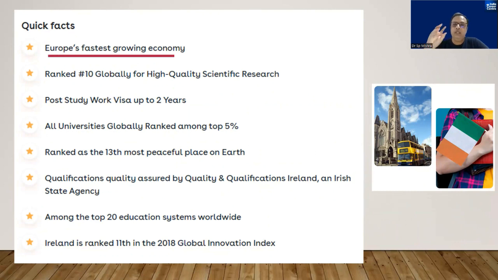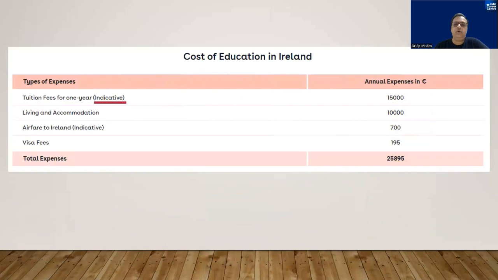As I mentioned, Ireland is actually part of the European Union. UK is not a part of the European Union. Okay. So a post-study visa of up to 2 years is available, and it is ranked the 13th most peaceful place on earth. These are again indicative costs, anything between about 15 odd lakhs to about 25 lakhs, so roughly about 23 lakhs. And as you can see, the annual expenses mentioned here are in euro. It is not in pound.